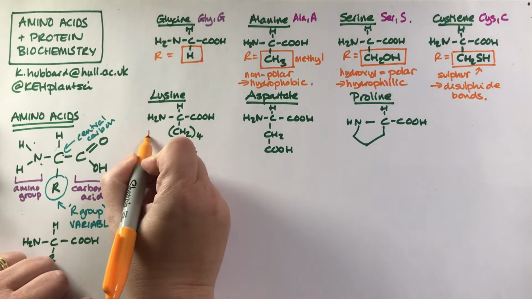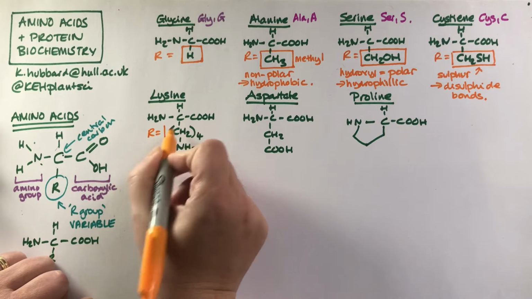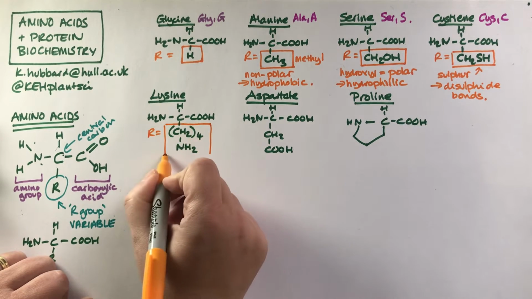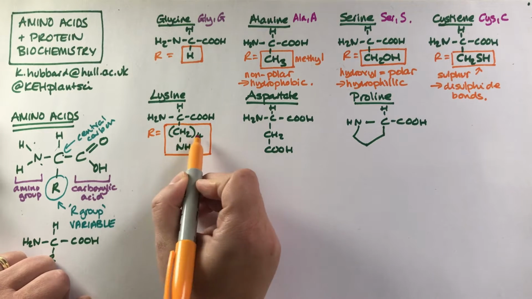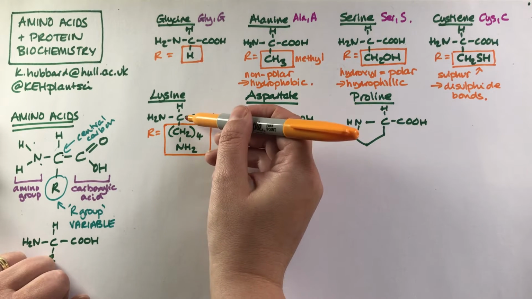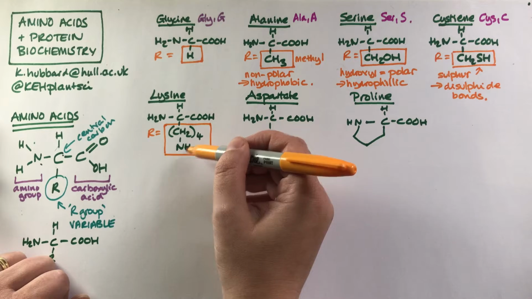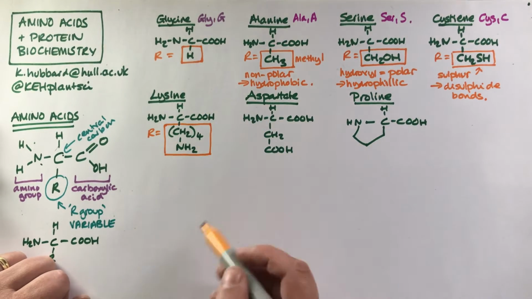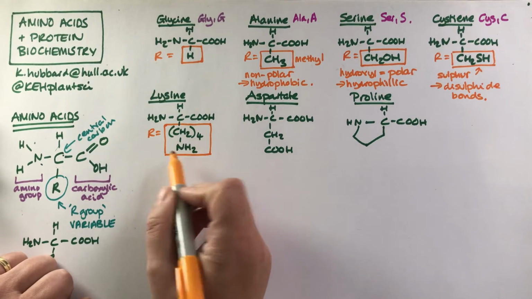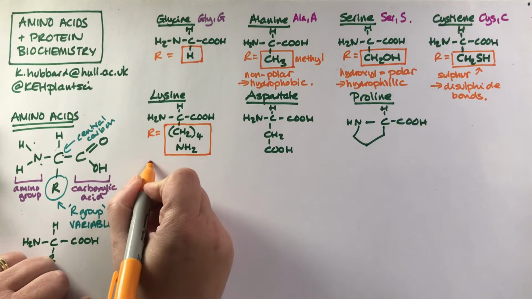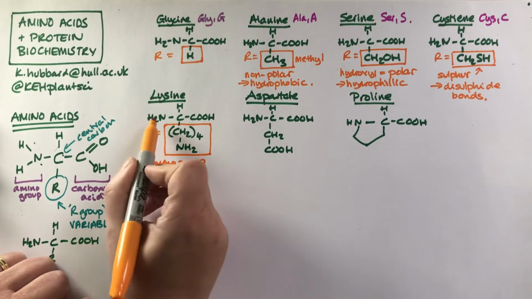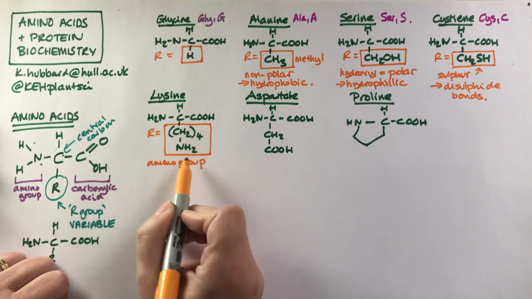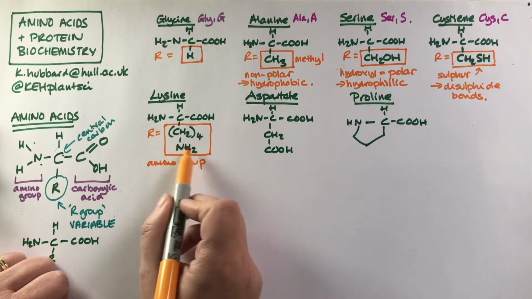So lysine. The R group in lysine is more complicated. We've got CH2, and we've got that 4 times. So actually there's quite a long chain that sticks out from here: CH2, CH2, CH2, CH2. It points out quite a long way. And then on the end of it, we've got an amino group. So notice that lysine has 2 amino groups. It's got the original one and it's got this one sticking out of the side.